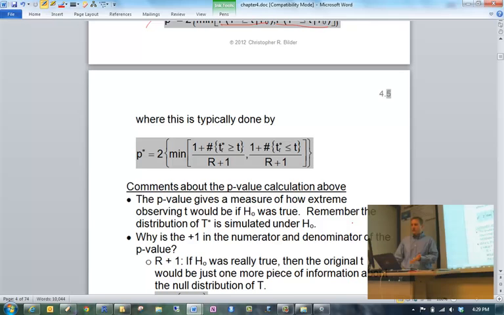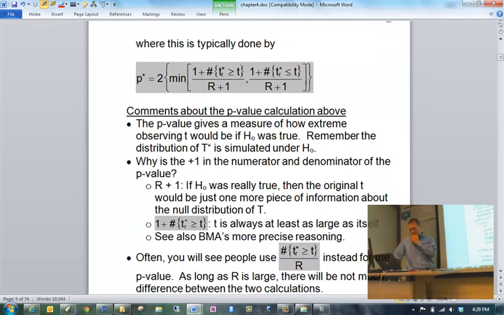How do we actually do this in terms of resamples? Well, as you would expect, basically you're counting the number of t stars that are greater than t or less than t. Okay, so, comments. The p-value gives a measure of how extreme observing t would be if H0 was true. So all you're doing is replacing, let's say, the t distribution for a t-test with a histogram, and you're looking at where your test statistic falls on that histogram. That's all you're doing.